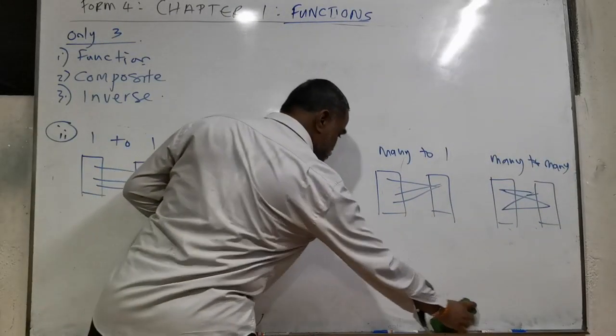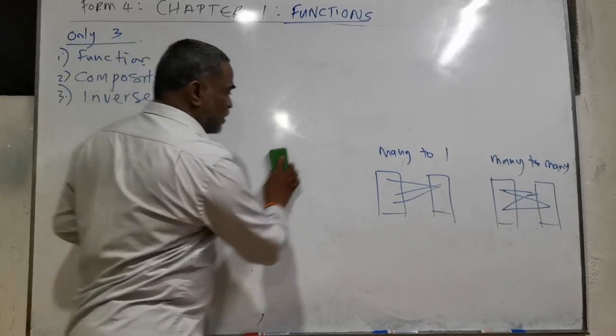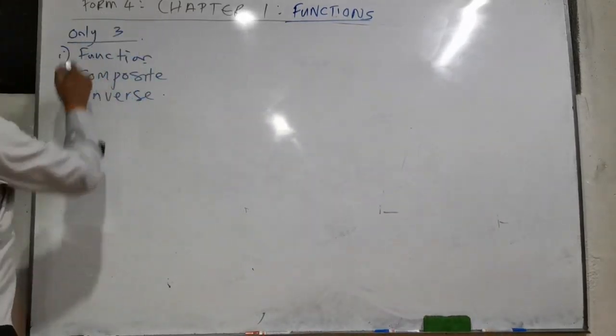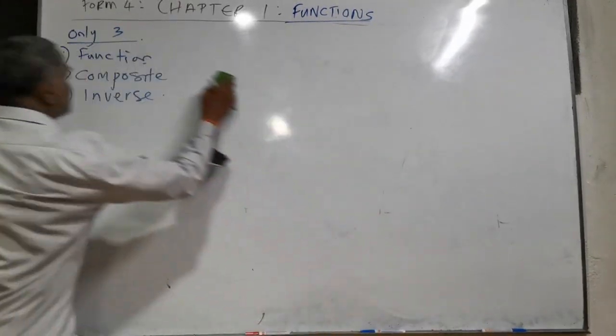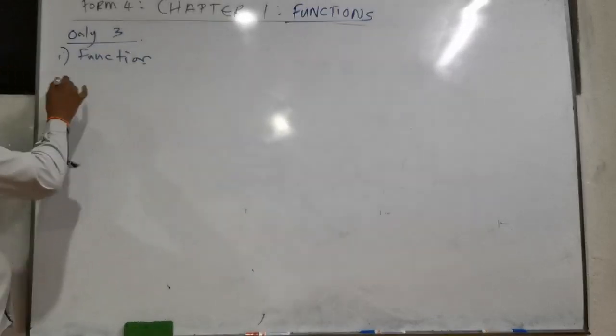If you see a textbook or any revision book, they explain about this. That's all for the introduction, so straight away we go to function. Under function, you have 3 aspects. The first aspect is called function. What you must know is how to write the notation of function.